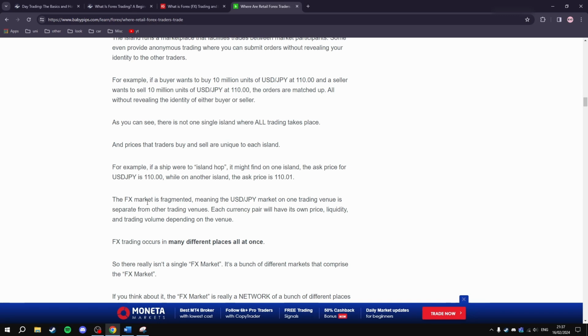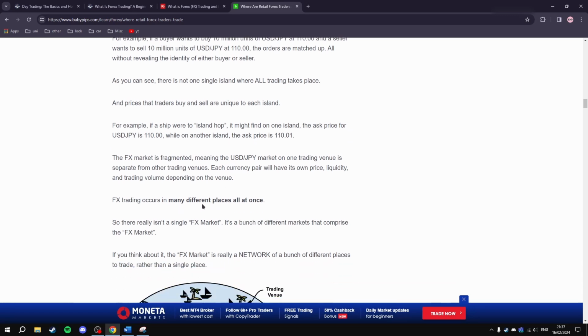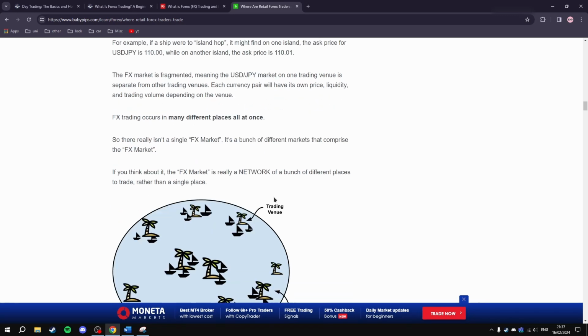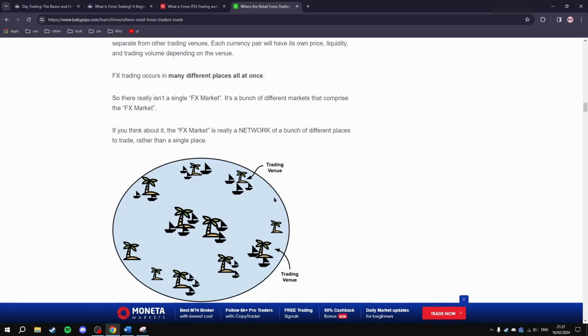The FX market is fragmented, meaning the USD/JPY market on one trading venue is separated from other trading venues. Each currency pair will have its own price. Liquidity and trading volume depend on the venue. FX trading occurs in many different places all at once. So there really isn't a single FX market. It's a bunch of different markets that comprise the FX market. If you think about it, the FX market is really a network of a bunch of different places to trade rather than a single place.